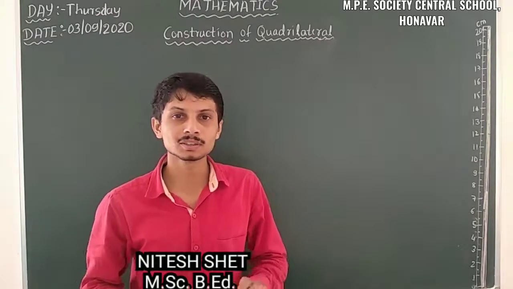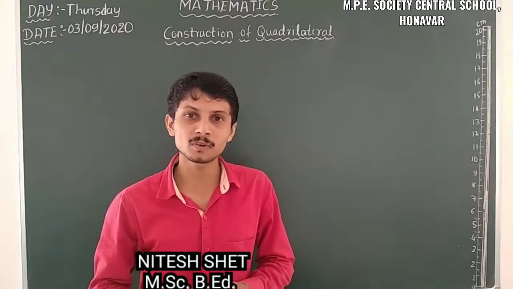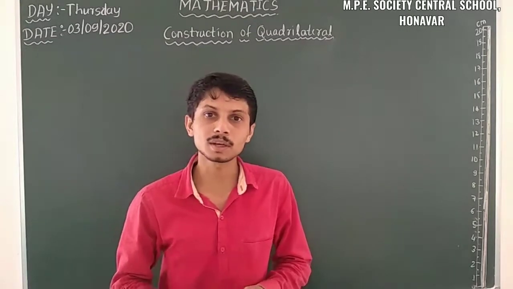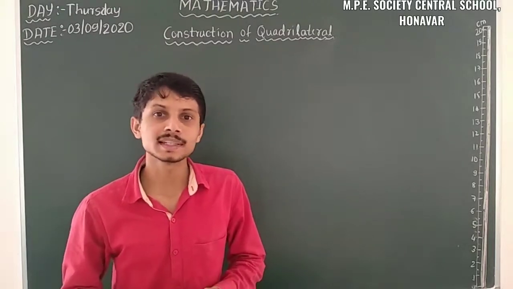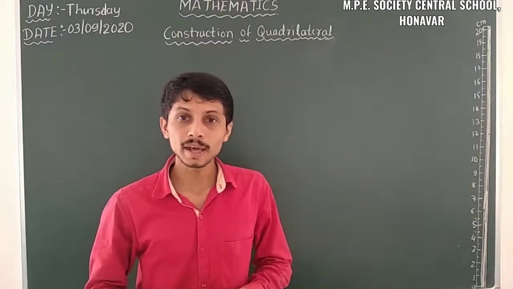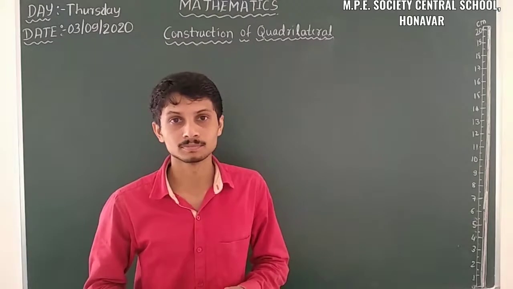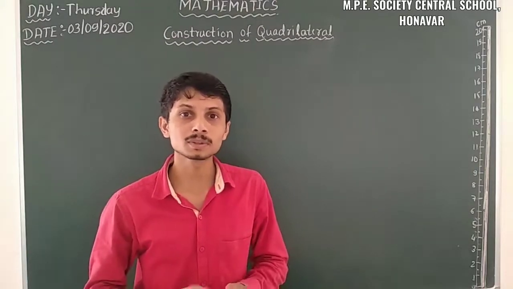I am from Mandavara. Last class we discussed a topic from 8th standard, construction of quadrilaterals. In construction of quadrilaterals we already discussed two cases: when four sides and one diagonal are given, and when two diagonals and three sides are given. Let us move on to the next topic, construction of squares.